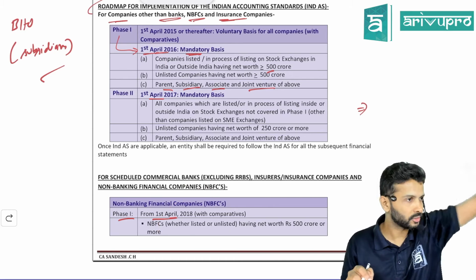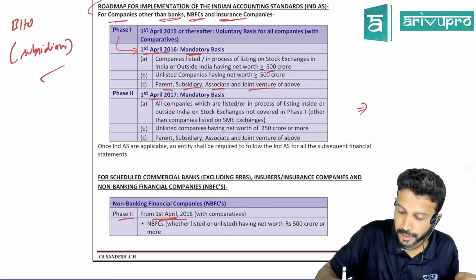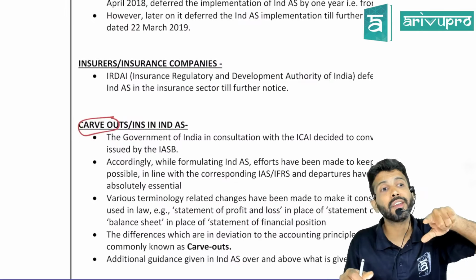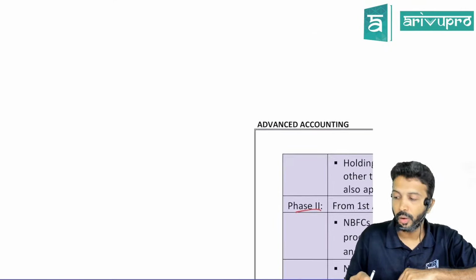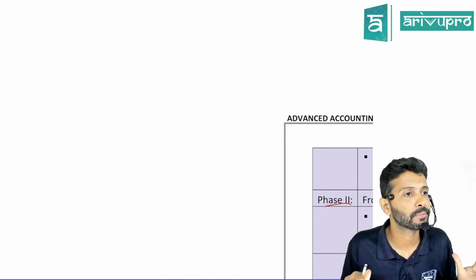Same as old limits. No change. That is on phase 1, 1st April 2018. Next will be phase 2. Phase 2, what do you think will come on? 1st April 2019. You tell me. What will be the phase 2 limits of NBFC?